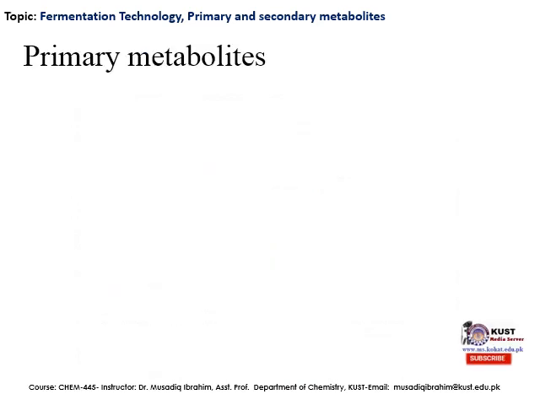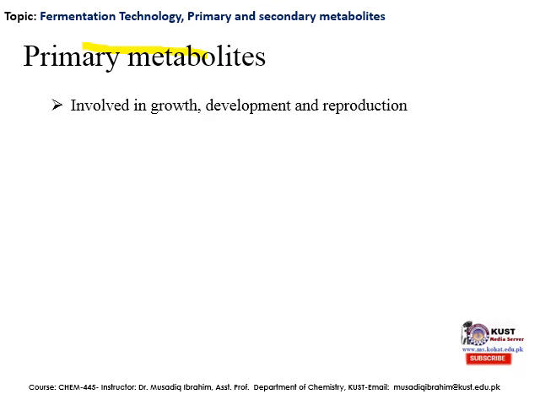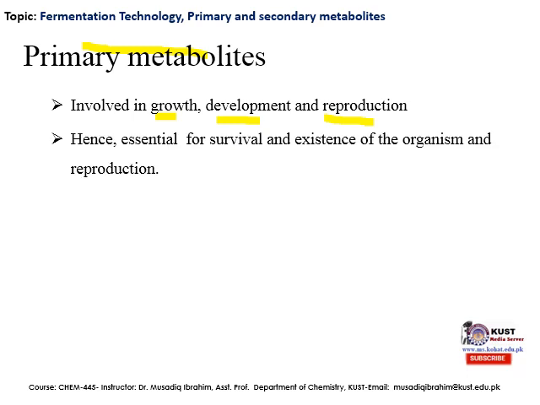Now, discussing the primary metabolites. The primary metabolites are involved in the growth of the microbial cells, the development of microbial cells, as well as the reproduction of the microbial cells. So it means that the primary metabolites are very important for the survival of the microbial cells. They are essential for the survival as well as the existence of the microorganism and for the reproduction of the microbial cells.